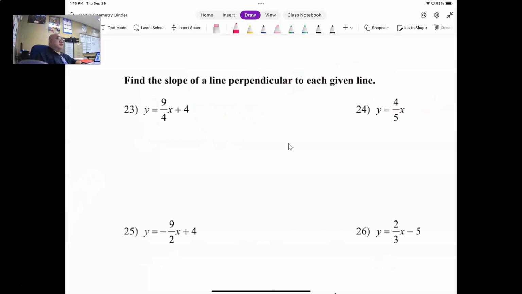Number 23, it says find the slope of a line perpendicular. So remember, perpendicular slopes are going to be opposite in value, and that word, reciprocal. Remember that when we say reciprocal, we're switching. For example, if it's 9/4, the reciprocal would be 4/9. Now, for it to be perpendicular, it would have to be -4/9.